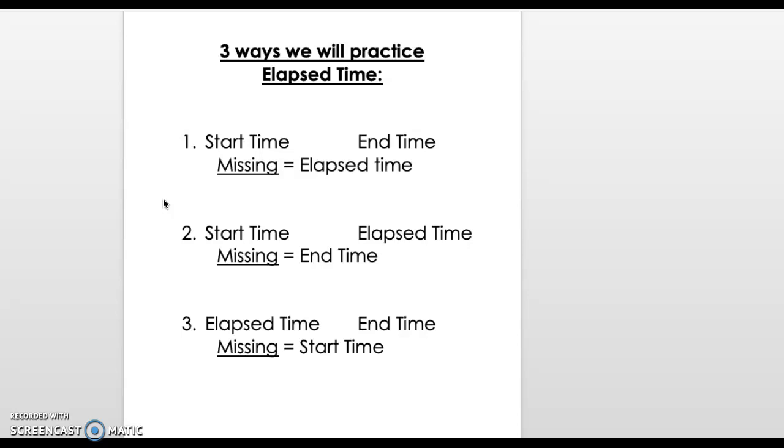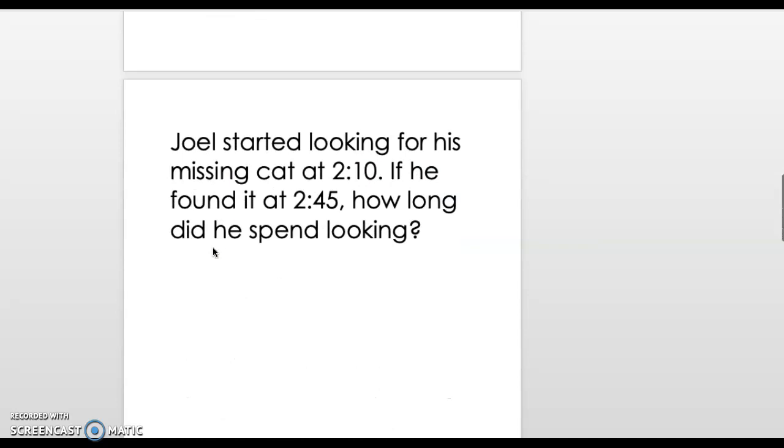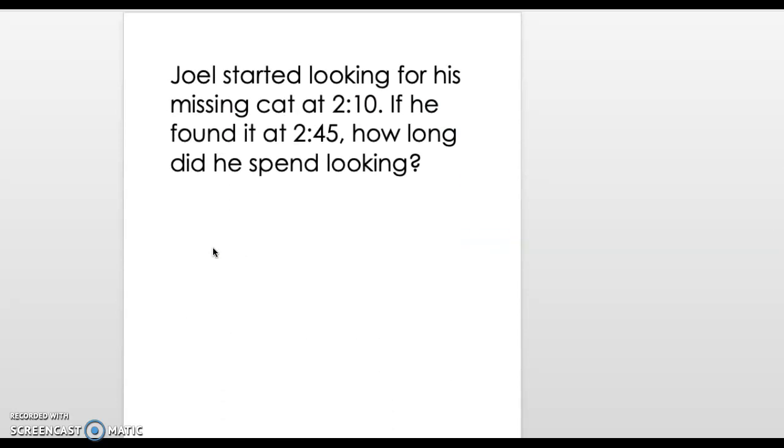And the third way that we will practice is that they give us the elapsed time and the end time, but what is missing is the start time. Okay? All right, let's take a look at this first problem. You may want to have a sheet of paper or a whiteboard so you can jot down a couple things, because I'm going to be going back and forth between the clock and this page. Okay, so Joel started looking for his missing cat at 2:10.